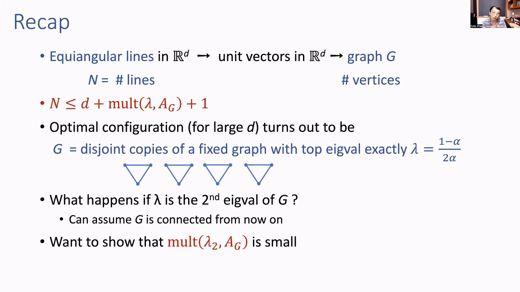And it's only when the dimension gets large, the second eigenvalue multiplicity bound kicks in and rules out the possibility of lambda being the second largest eigenvalue in the optimal configurations, that G becomes this much more structured example of taking disjoint copies of some fixed small graph. Yeah, that's a great question. Are there any other questions before I move on? Feel free to unmute yourself and ask a question.